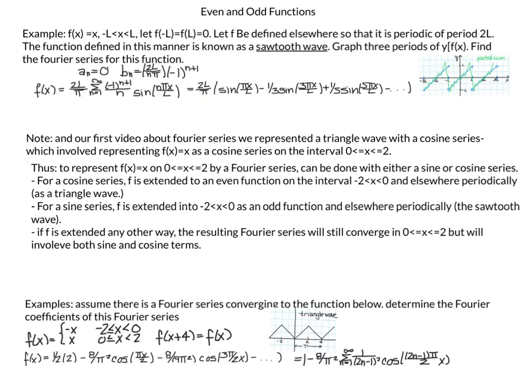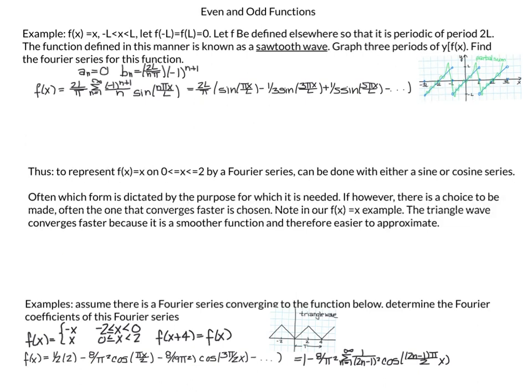If f is extended any other way, the resulting Fourier series will still converge, but will involve both sine and cosine terms. Then the question is, how should we represent this? Should we represent it with a sine series or a cosine series? Often the form is dictated by the purpose for which it is needed. If, however, there's a choice to be made, often we choose the one that converges the fastest.